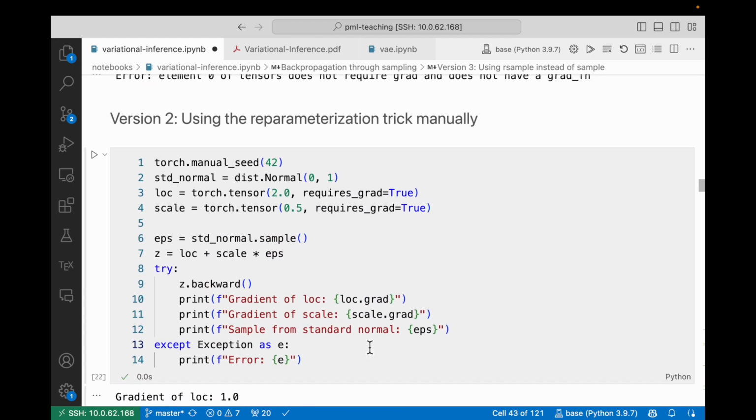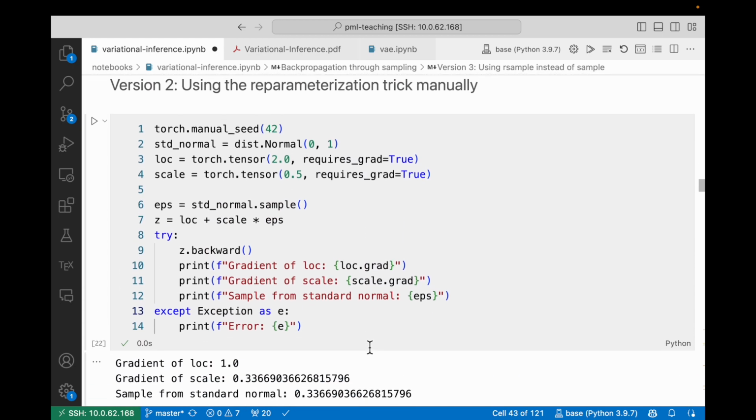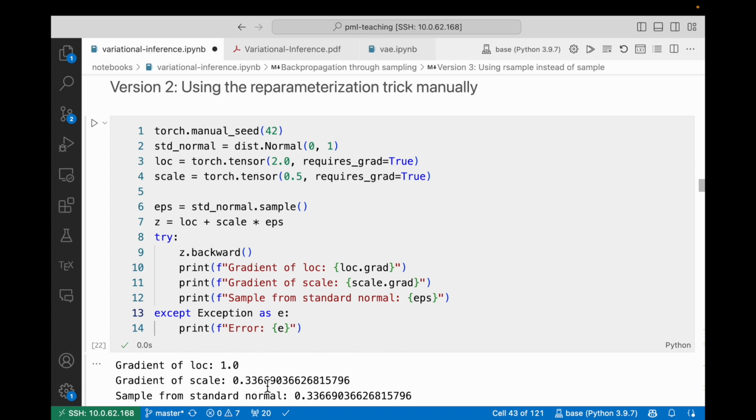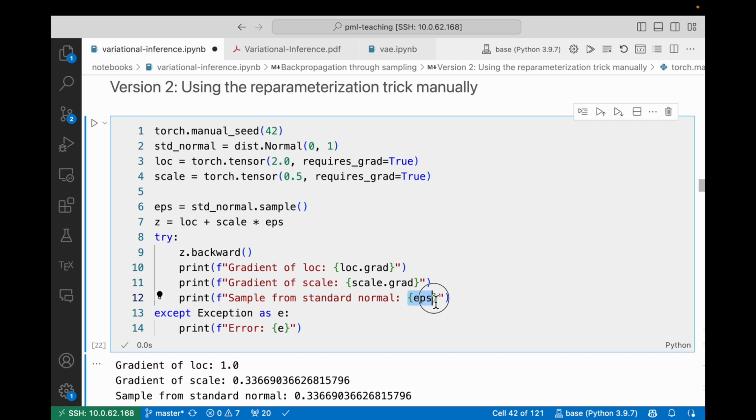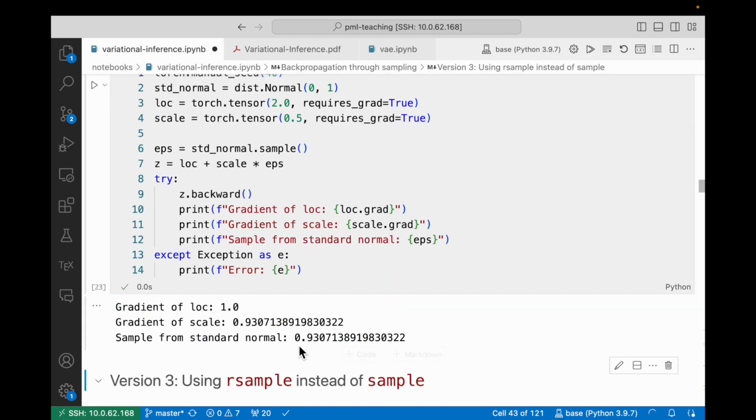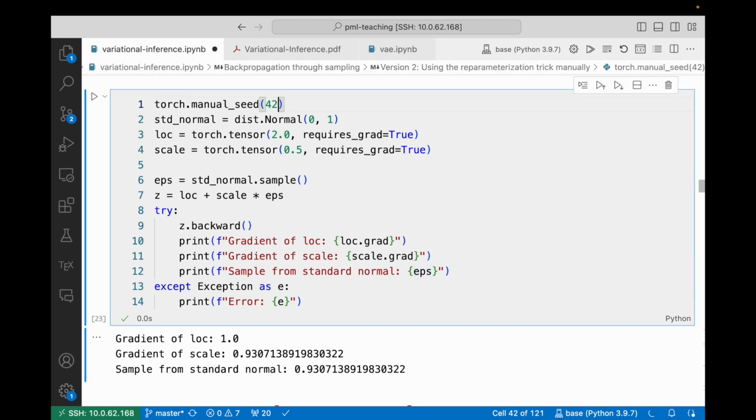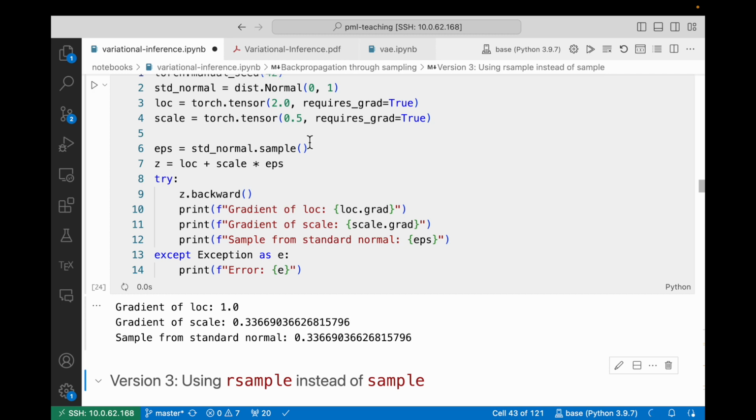So the gradient of location is 1, which we expect. The gradient of scale turns out to be 0.336, but this is also the same as the epsilon value. Right? Does it make sense now? If I were to change the seed, you can always see that the gradient of the scale, which is scale.grad, will be the same as the epsilon value. So I have backpropagation in front of you now. Move back to seed 42.